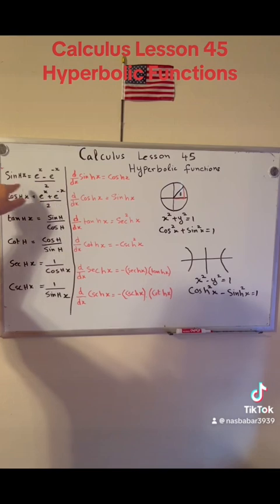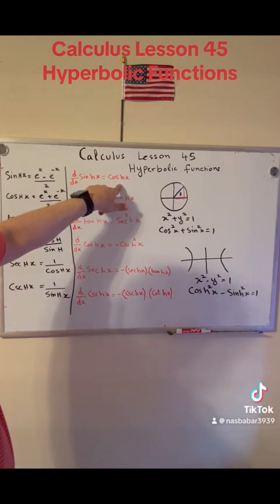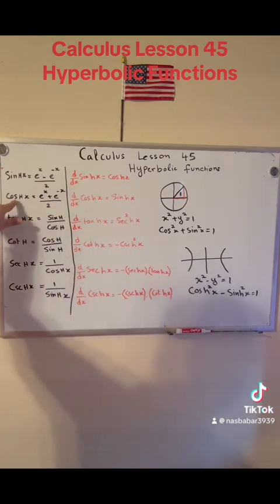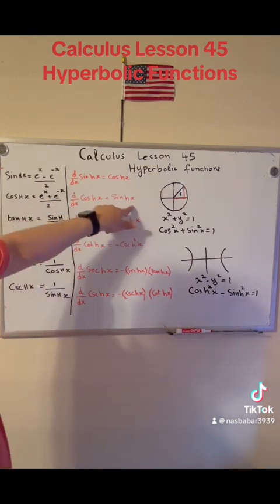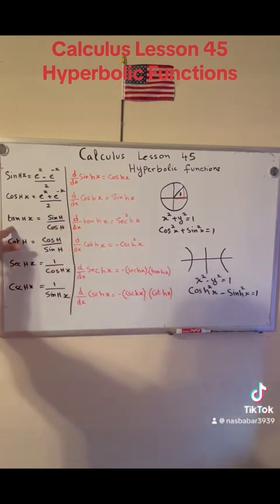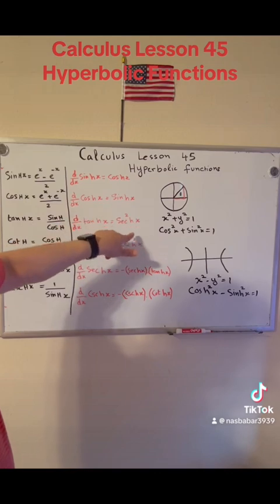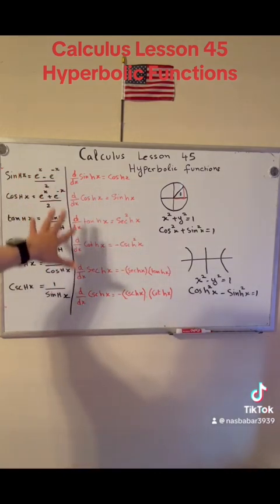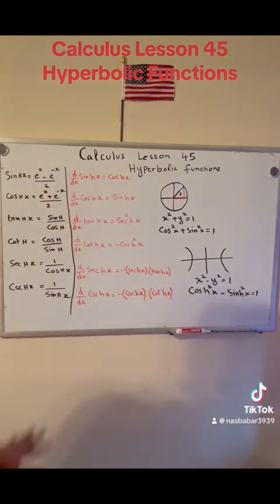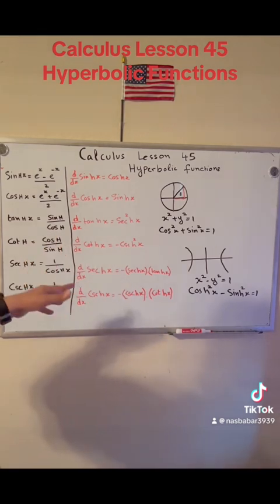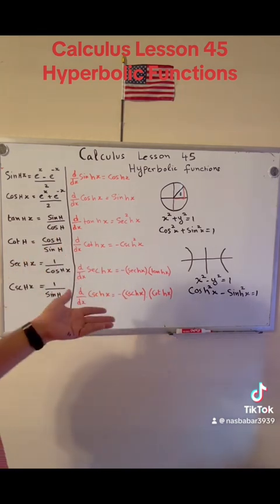The derivative of sine hyperbolic x is cosine hyperbolic x. The derivative of this is sine hyperbolic x. The derivative of tan hyperbolic x is secant square hyperbolic x. So take a screenshot of this. You don't need to memorize these, because who's going to remember those?